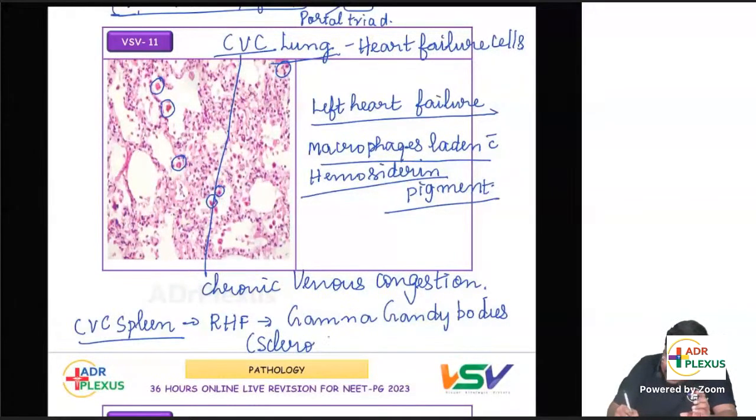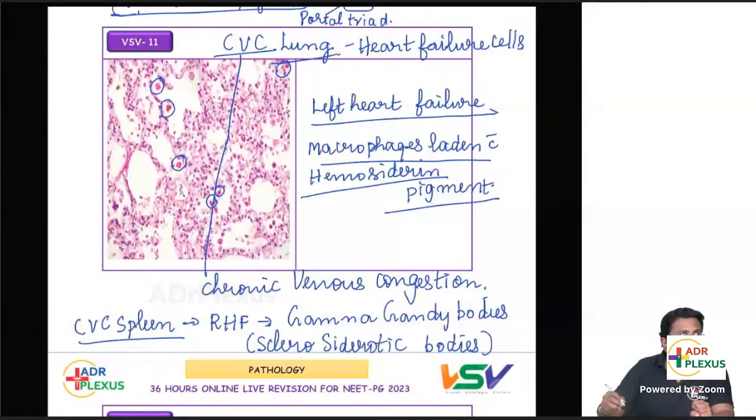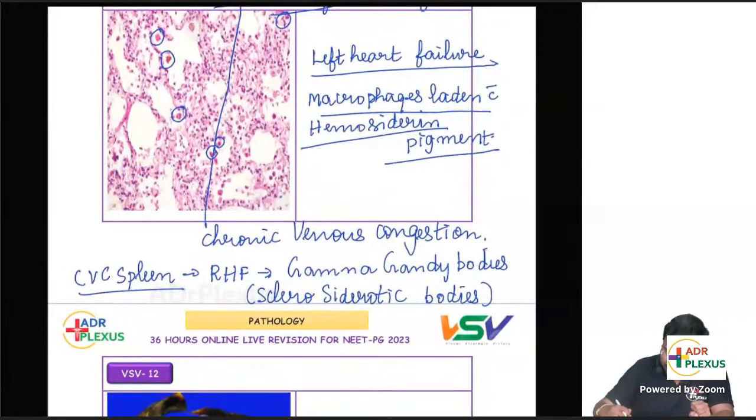Sclerosiderotic bodies. Sclerosis, fibrosis will be there. Siderotic, hemosiderin pigment will be there. Siderotic bodies, sclerosiderotic bodies will be there. Gamma-Gandhi body. Okay.